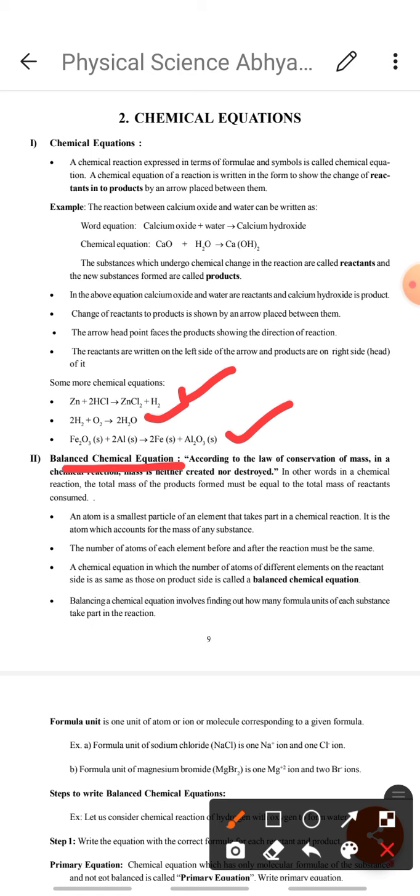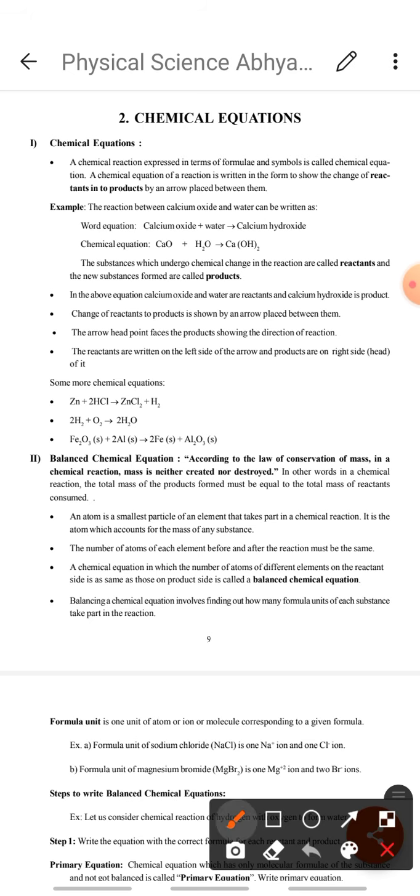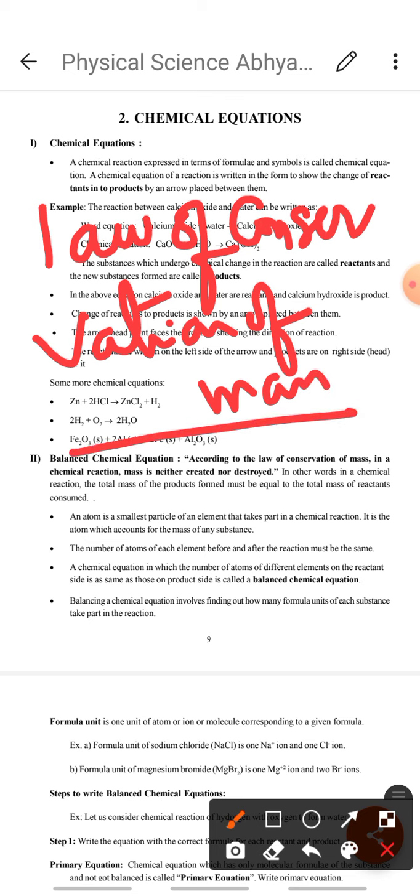So balancing of a chemical equation involves one of the beautiful laws, that is called law of conservation of mass. As per this, we should balance a chemical equation.